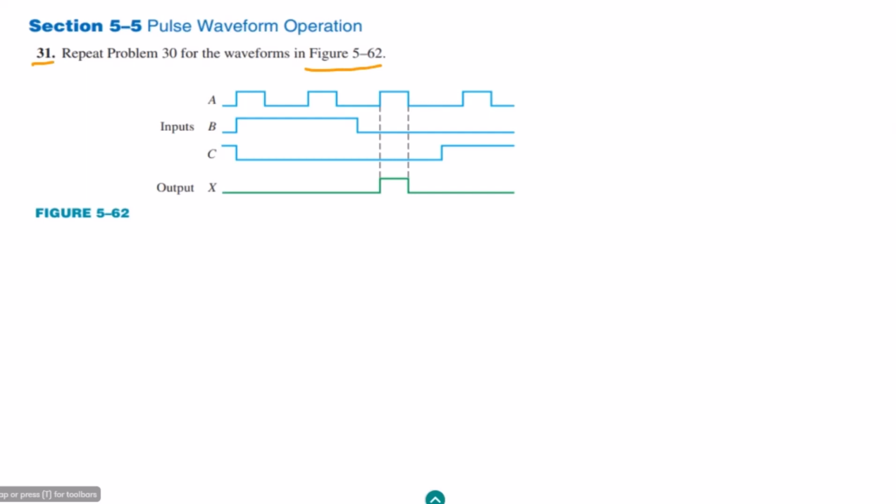In problem 30 we were given this output waveform, which is again here. We can see that this is the same waveform, and we have some inputs which are applied here. We have obtained this output x, and on the basis of this x we have to see what the logic circuit will be which gives this output for these inputs.